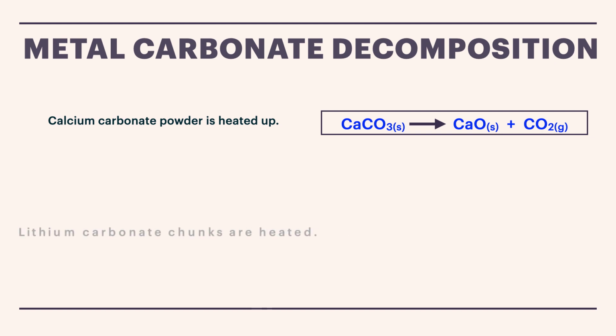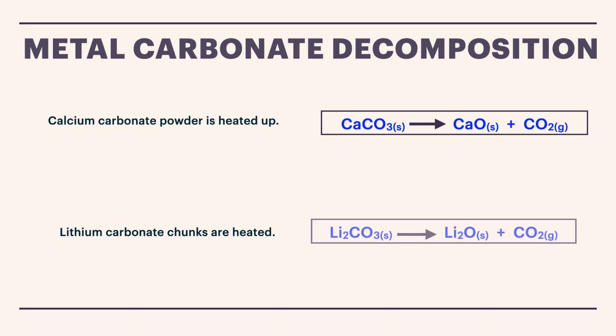A second example, lithium carbonate chunks heated up. Lithium is in group 1. It's an alkali metal having an oxidation state of 1 plus. Carbonate is 2 minus, so Li2CO3. And again, the pattern is you get a metal oxide. So lithium 1 plus, oxygen 2 minus, so Li2O, and then of course CO2. And once again, the skeleton equation and the balanced equation are one and the same. All right, so you need to know the pattern. You have to learn the pattern.